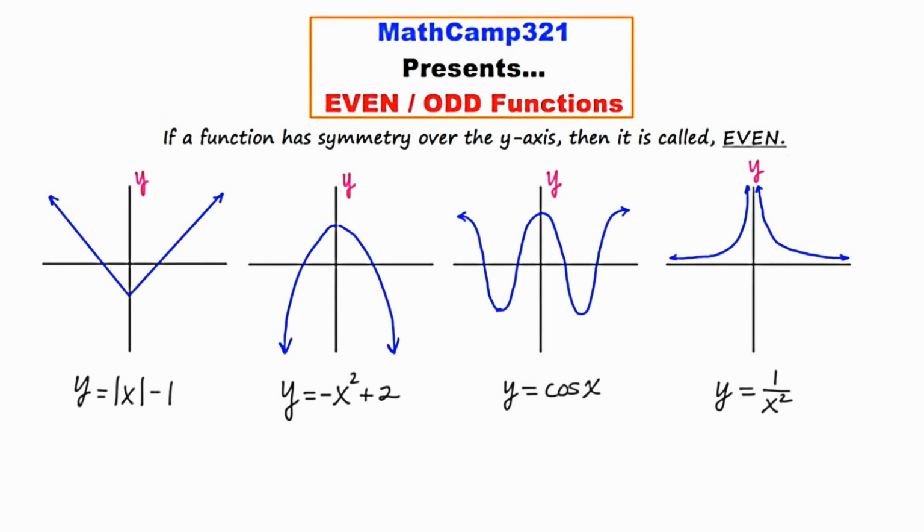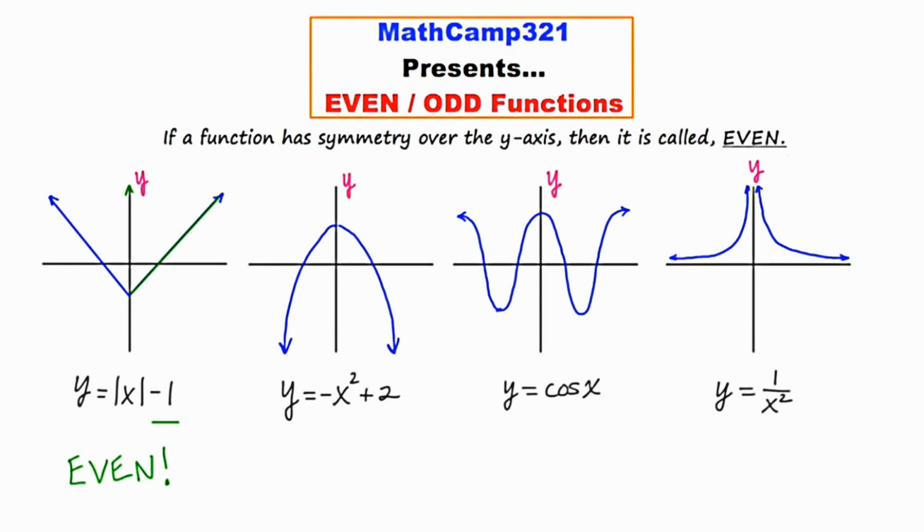So in our first example, we see an absolute value function, which looks like the letter V of the alphabet. And this particular V has been shifted down 1 unit as indicated by this -1 outside of the function. That drags the whole thing down 1 unit. Now, if we were to fold over the y-axis, this right arm of the V is going to end up matching up with this left arm perfectly. So we see that it has y-axis symmetry and that it is an even function.